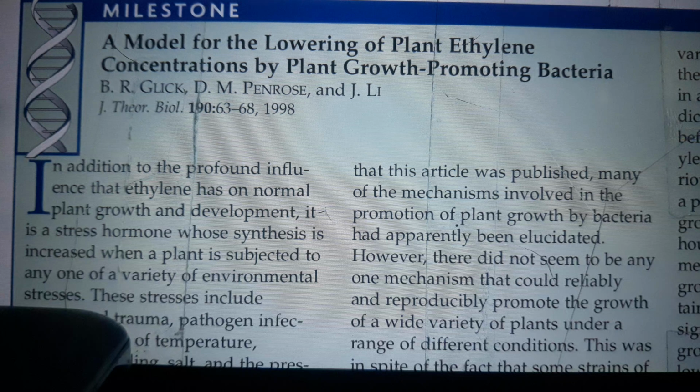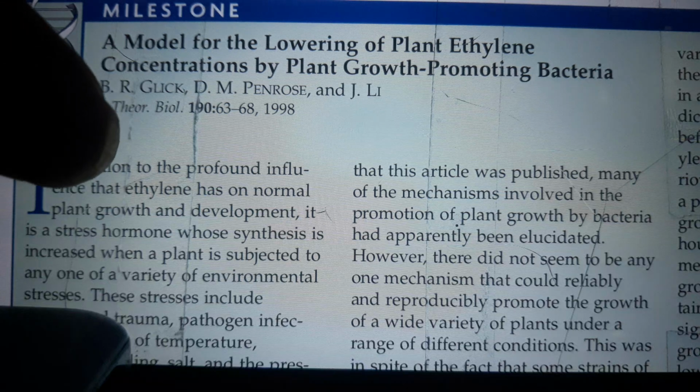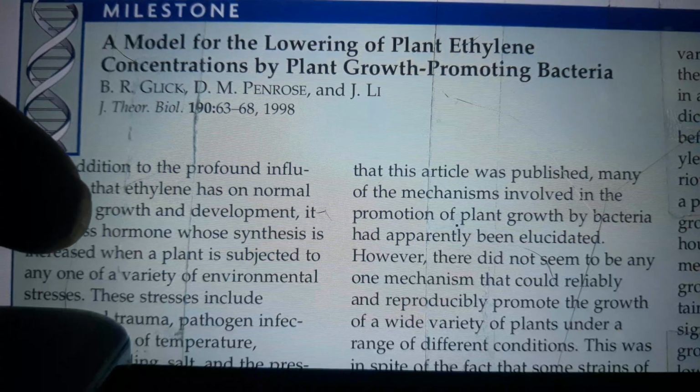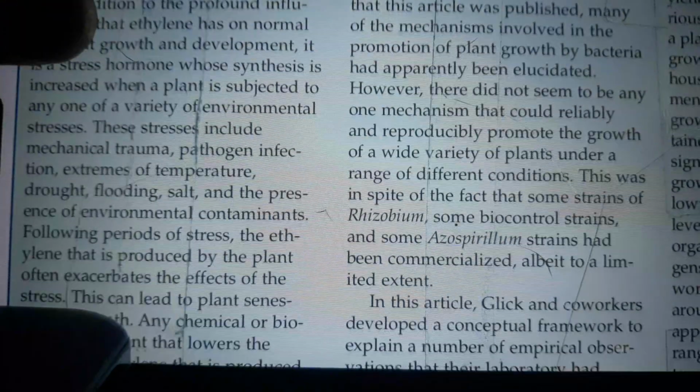This is a milestone note, "A model for the lowering of plant ethylene concentrations by plant growth promoting bacteria," courtesy of the authors B.R. Glick, D.M. Penrose and J. Li, published in the Journal of Theoretical Biology, 1998, pages 63 to 68. Thank you, sirs. Courtesy to all of them.